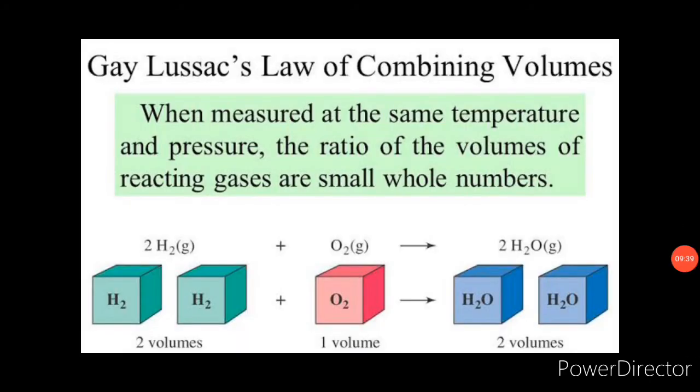This is what the law states, that whenever gases react together, the volumes of the reacting gases as well as the products bear a simple whole number ratio, provided all the volumes are measured under similar conditions of temperature and pressure. The ratio of the reacting gases and the products is 2:1:2 for this example, that is the formation of water vapor.